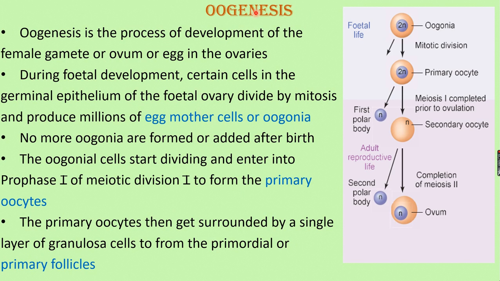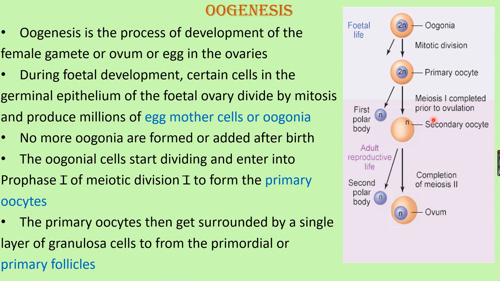Once again, oogenesis follows the same steps. Oogonia, or primary egg mother cells. This is the process of development of the female gamete, the ovum or egg, in the ovaries. During fetal development, the egg mother cells, or oogonia, undergo mitotic division and produce the same diploid number of primary oocytes. The primary oocyte is surrounded by a single layer of granular cells, and this primary follicle undergoes first meiosis.